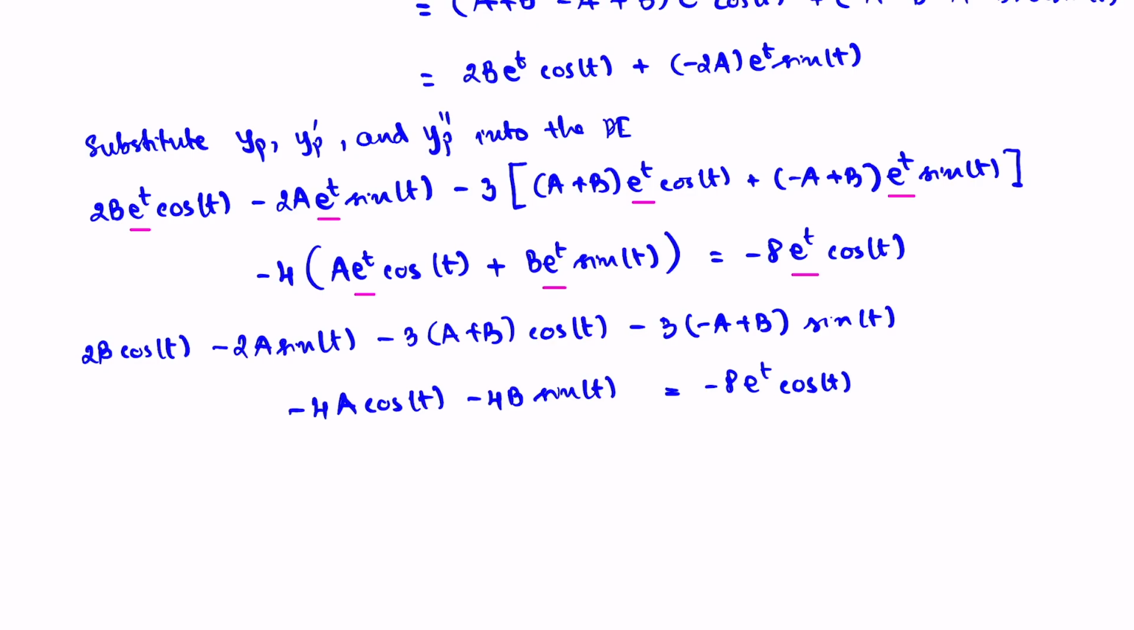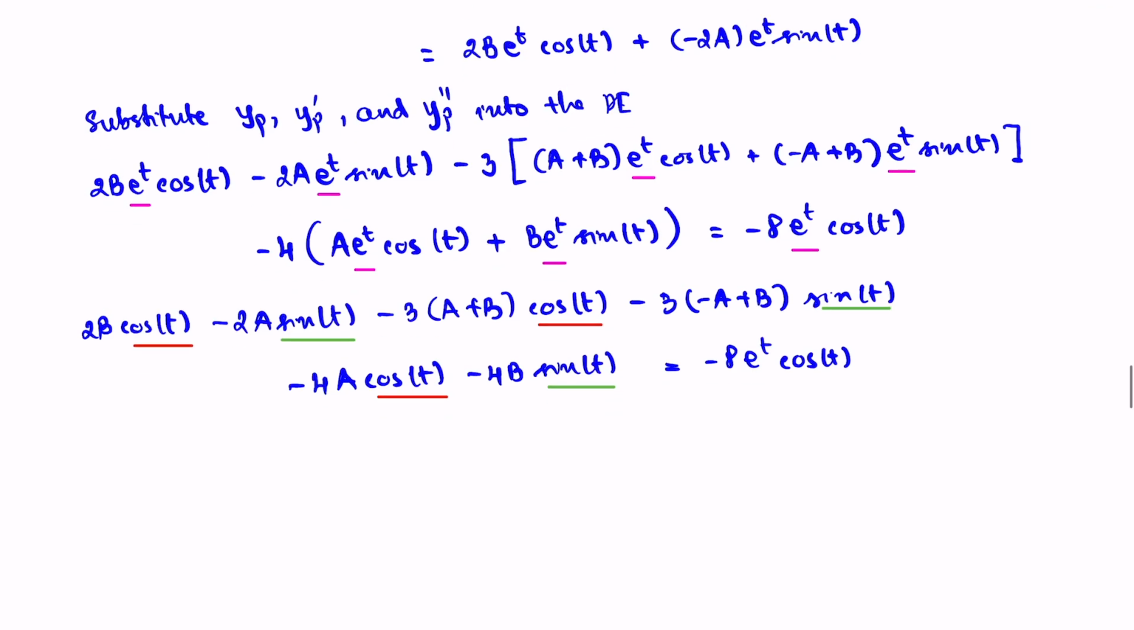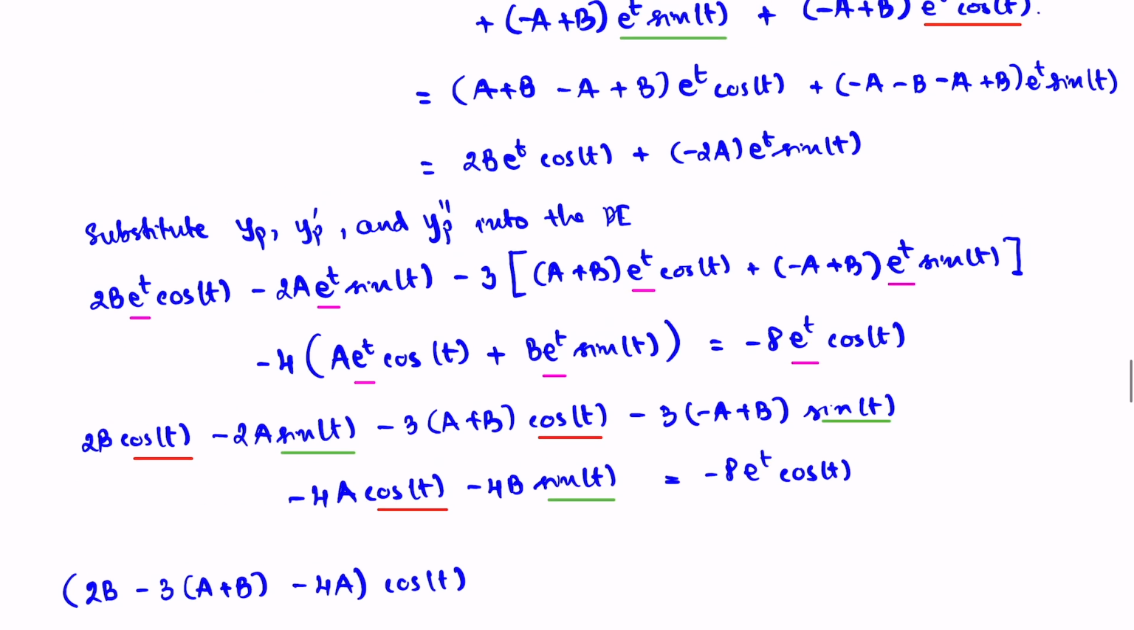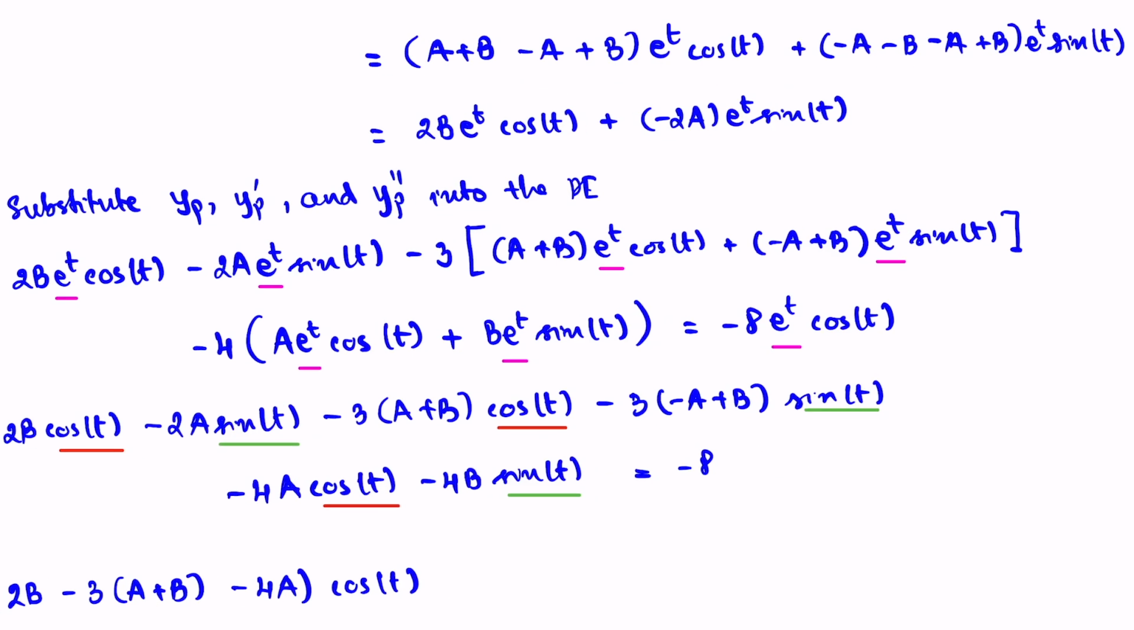Now on the left hand side, again, you combine the like terms. Anything related to cosine of t, you combine them together, or take cosine of t as a common factor. Anything related to sine of t on the left hand side, you combine them together, or take sine of t as a common factor. So when you take cosine of t as the common factor, you're left with 2b minus 3 times (a plus b) minus 4a times cosine of t. I forgot one thing here, so e to the t is gone, so you're left with just cosine of t.